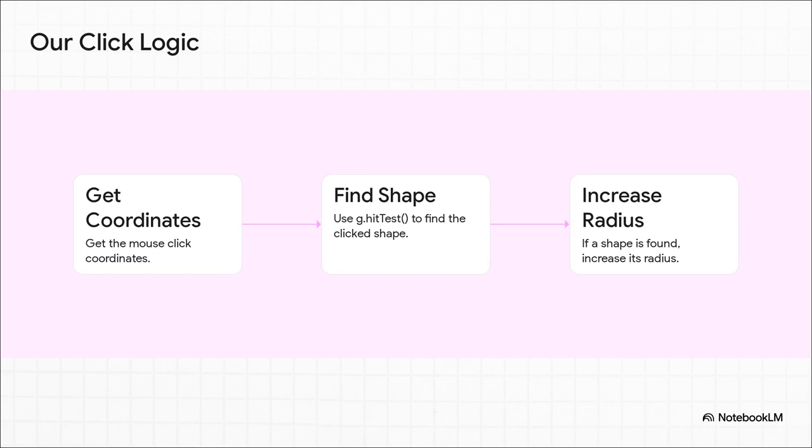So right now, our logic is pretty straightforward. Step 1, the program gets the click coordinates. Step 2, HitTest tries to find a shape there. And Step 3, if it finds a shape, we make its radius bigger by 10. Works great, but what happens when we miss?